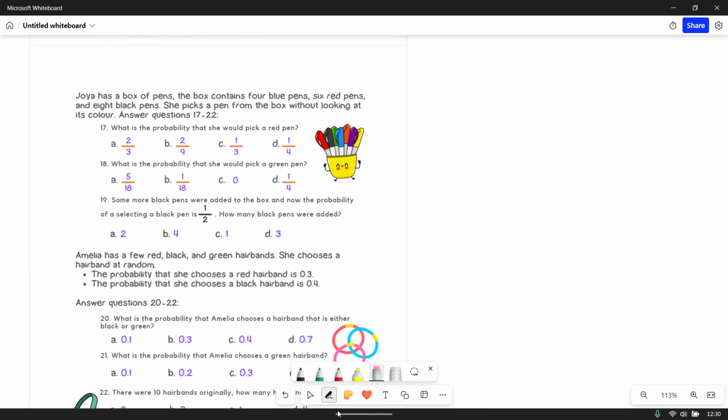Joe has a box of pens containing 4 blue, 6 red, and 8 black pens. So the total is going to be 4 add 6 add 8, which gives you 18. She picks a pen from the box without looking at its colour. So what's the probability it's going to be red? Well, how many reds are there? There are 6 reds, so 6 out of 18, which simplifies to 1 out of 3. So number 17 is C.